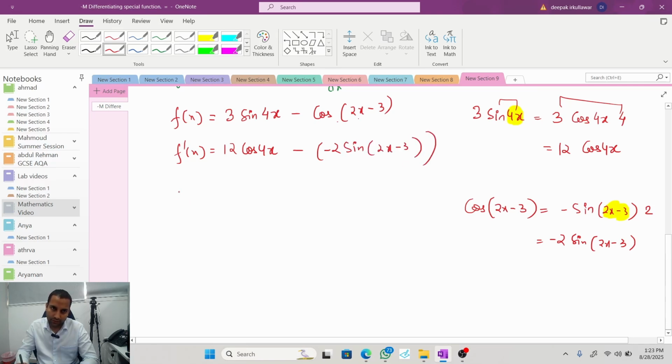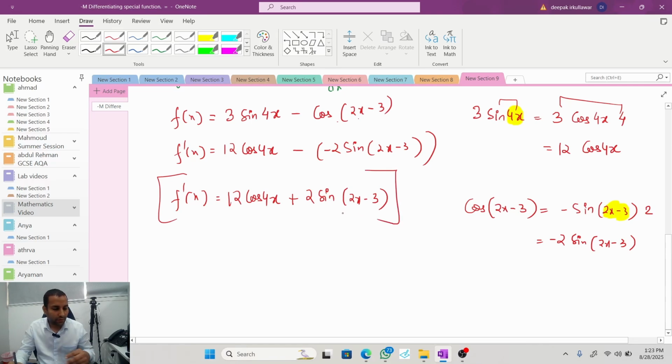So this negative will become positive. So my final answer is 12 cos 4x, and negative times negative is positive, 2 sin(2x minus 3). Okay, so this is your final answer. Like this, there are a few more formulas in your formula booklet in relation to trigonometry. Please go through it.